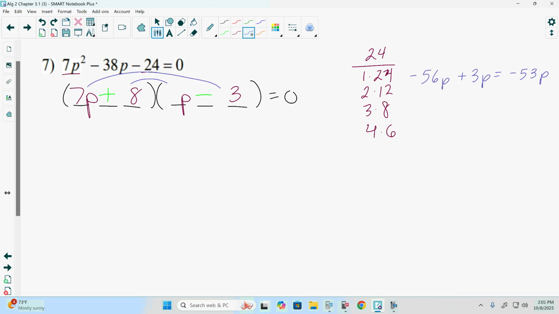7p times negative 3 would be negative 21p. 8 times p would be positive 8p. Negative 21p plus 8p would be negative 13p. Is that what we wanted? No.